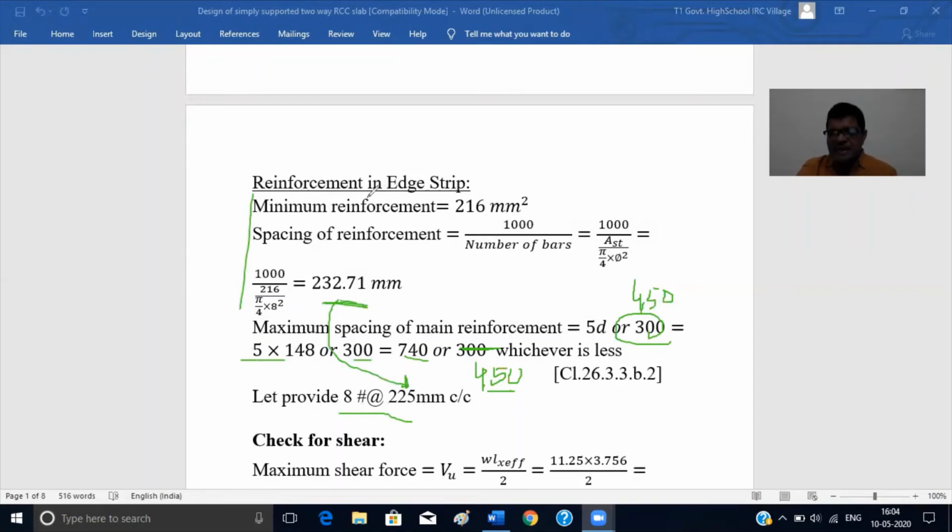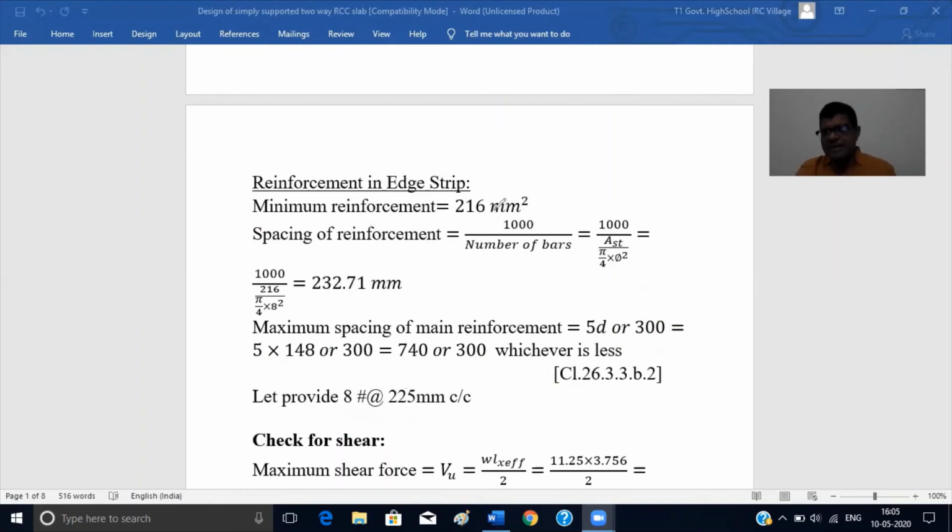For the main steel, it was 3D or 300. So you can see this clause number 26.3.3, where the spacing between the individual bars in the slabs is given for the main reinforcement and for minimum reinforcement or transverse reinforcement.